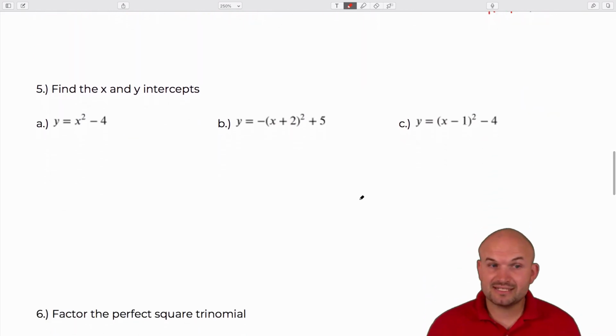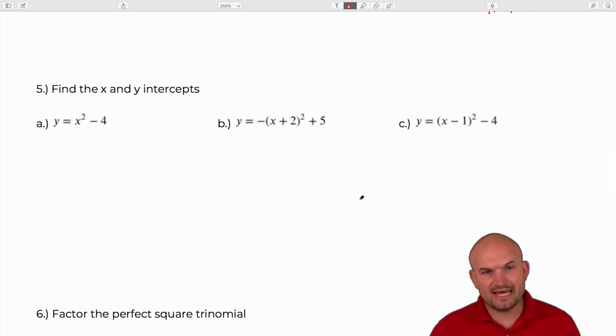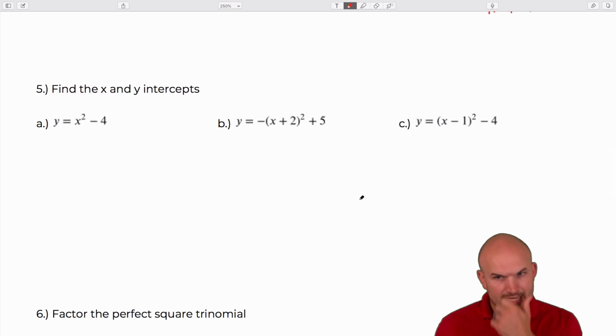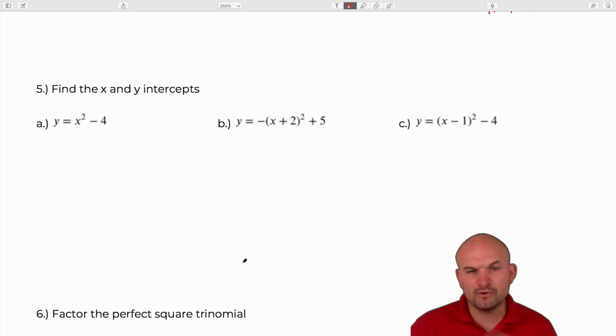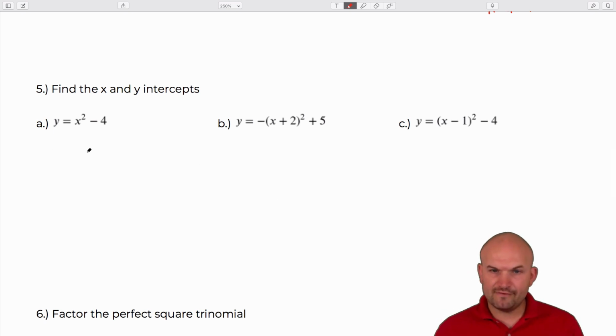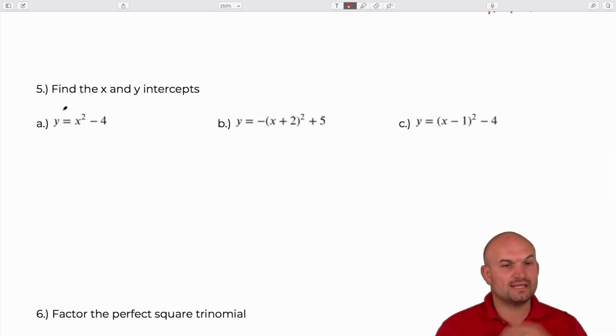All right, the next process is making sure that we remember how to find the x and y intercepts. This is something we talked about a little bit with functions, and it's something that is going to keep on coming up over and over again. So we want to make sure that you understand, even for quadratics, how to find the x and y intercepts no matter what the function is or what the polynomial is.